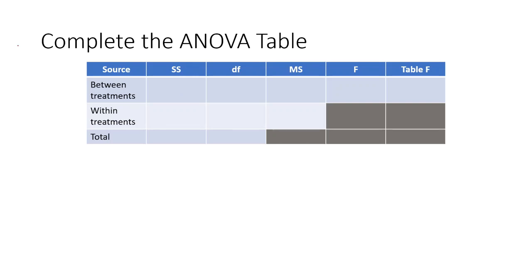We have to complete the ANOVA table. So we have here the between treatments, this is SSB. Within treatments, this is SSW, and the total. So we have to find the SS of the between, or SSB. We also need to find the SSW and our SS total. So in finding this one, we can find first the total going up.